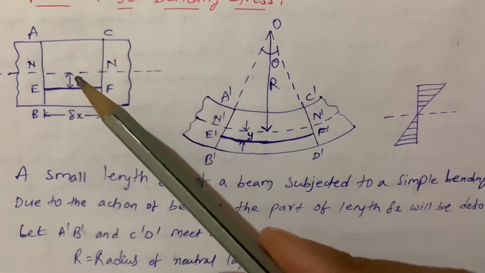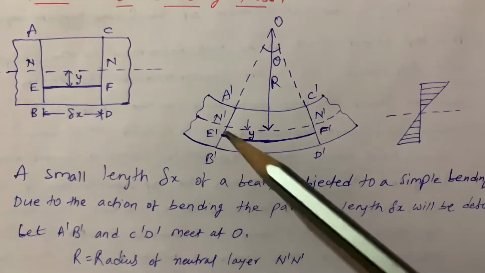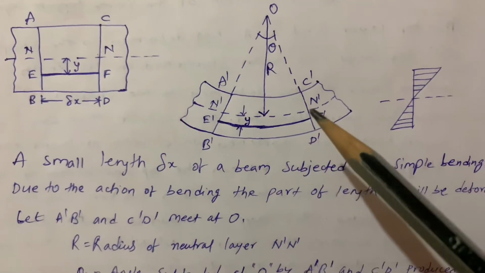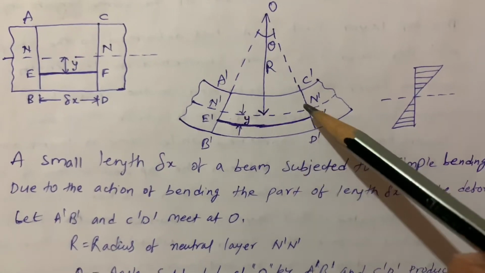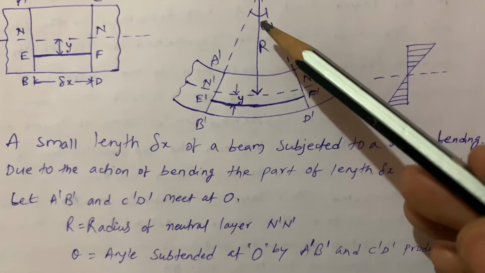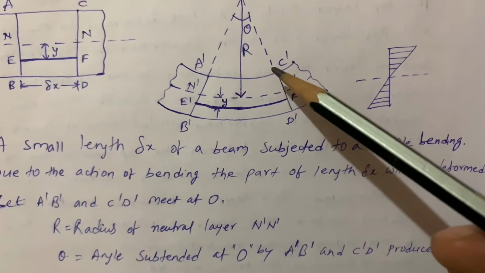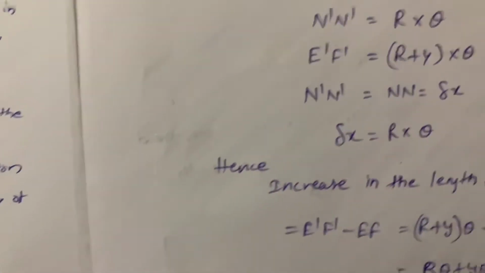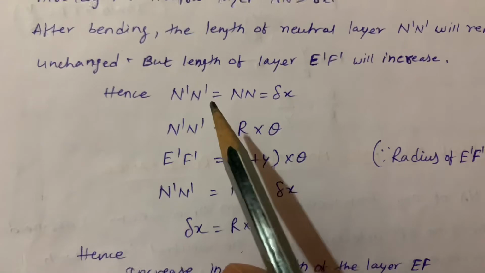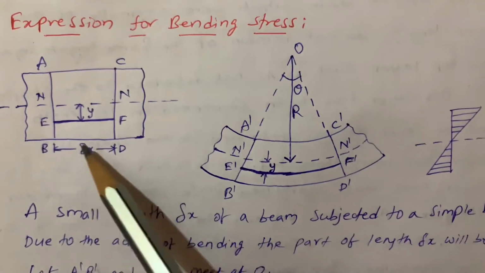If this is the beam and you apply the force here, it will bend like this. So it's a simple bending. R is the radius of this neutral layer N dash N dash, and theta is the angle subtended at O, with A dash B dash and C dash D dash. For this, first I'm going to calculate. We know that N dash N dash equals NN, which equals delta x.